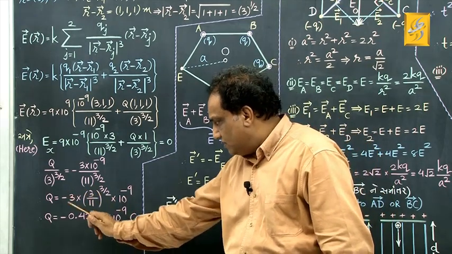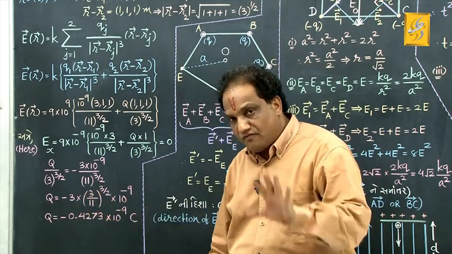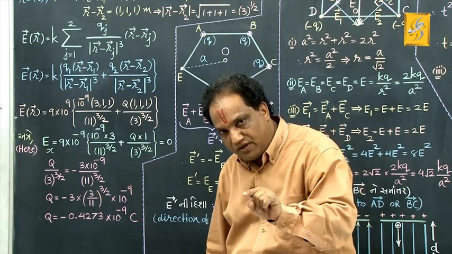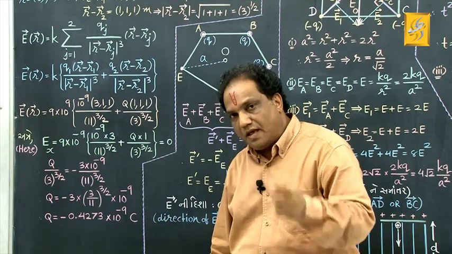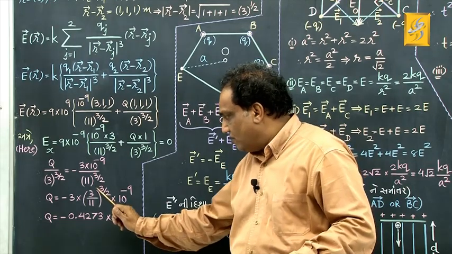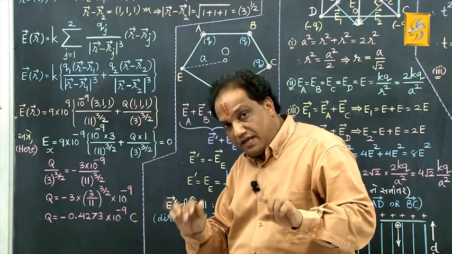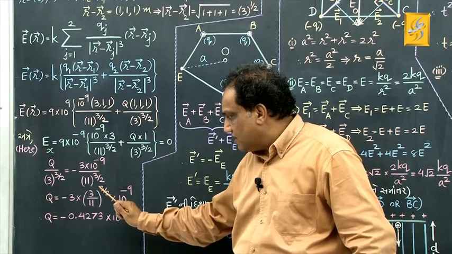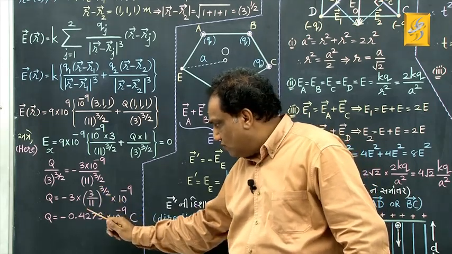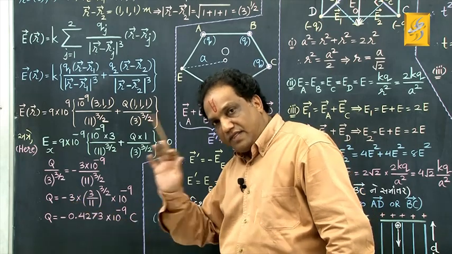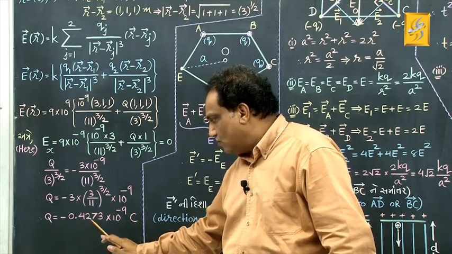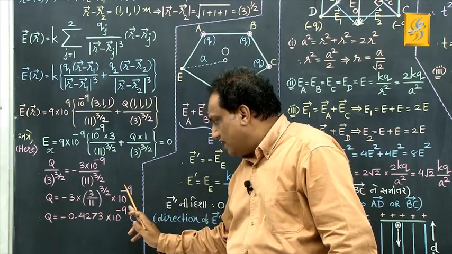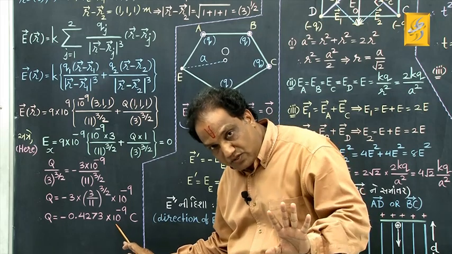Now, how would you find this value using a simple calculator? Very simple. First of all, you find 3 upon 11, that is 3 divided by 11, using a simple calculator, and then you find its square root, and then its cube, since x into x into x gives you x cube. Once you know this value, you multiply by 3, and that value comes out to be 0.4273, okay. This minus sign as it is, and this 10 raised to minus 9 also in multiplication as it is, okay.